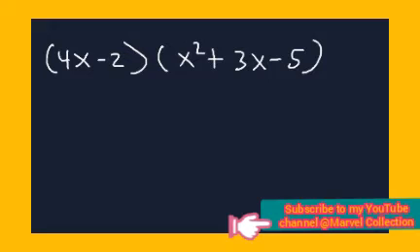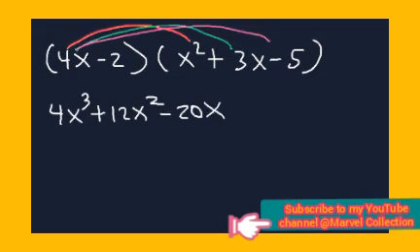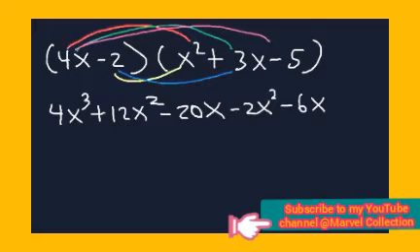So let's go ahead and multiply. 4x times x squared is 4x cubed. 4x times 3x is 12x squared. 4x times negative 5 is negative 20x. Negative 2 times x squared is negative 2x squared. Negative 2 times 3x is negative 6x. And negative 2 times negative 5 is positive 10.